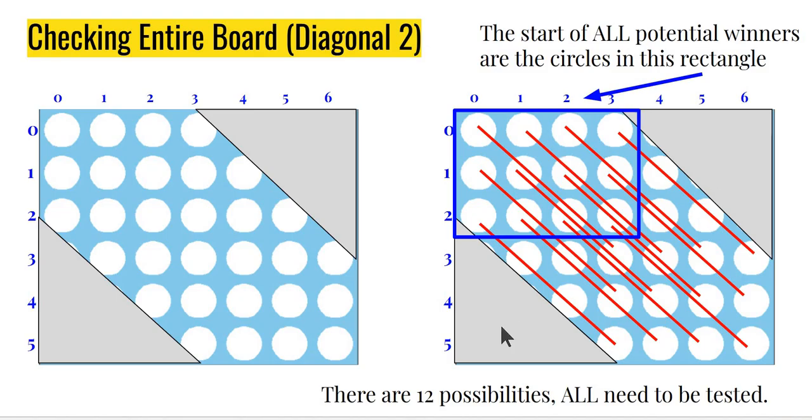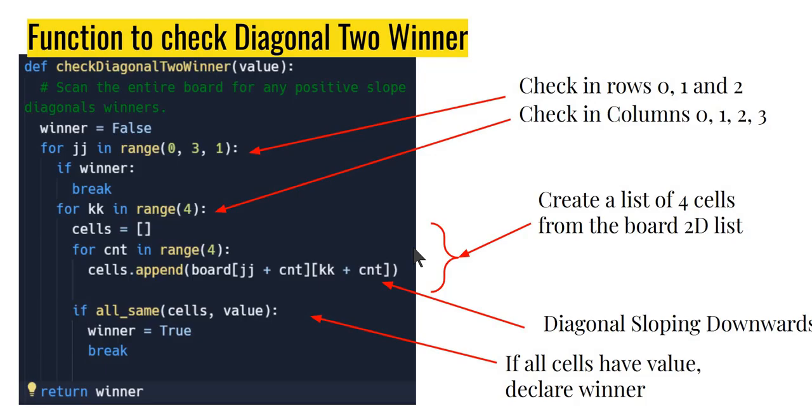And if you look at this carefully, you realize that all the possible winners of four start from within this rectangle. It's very similar to the diagonal one case, just that the rectangle is different and the indexing would change. Other than that, it's exactly the same thing. We will extract a sub list from the board and run our test.